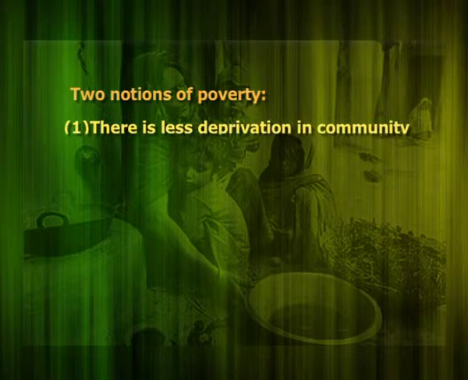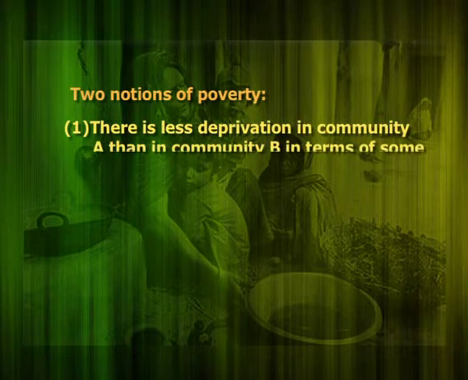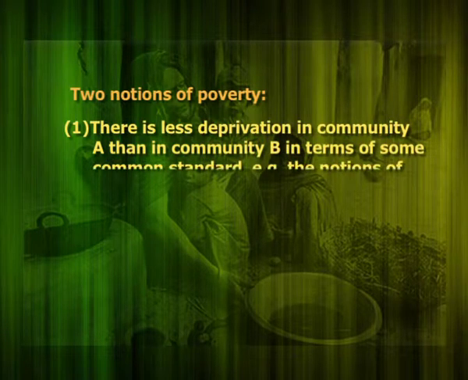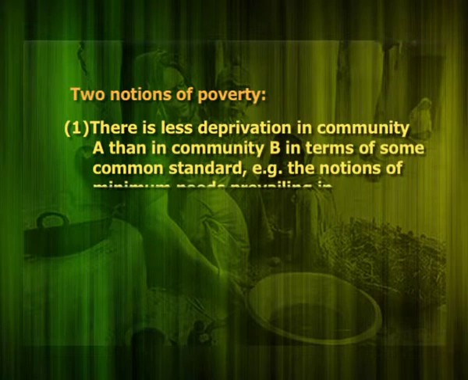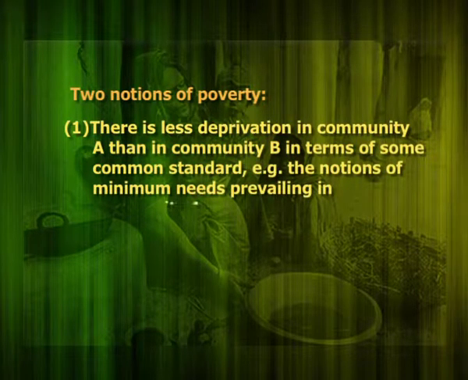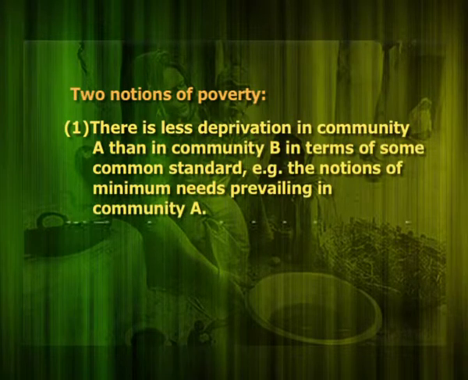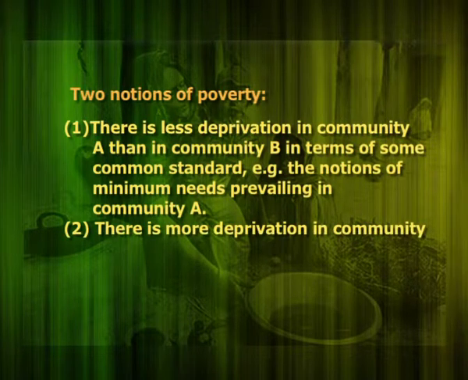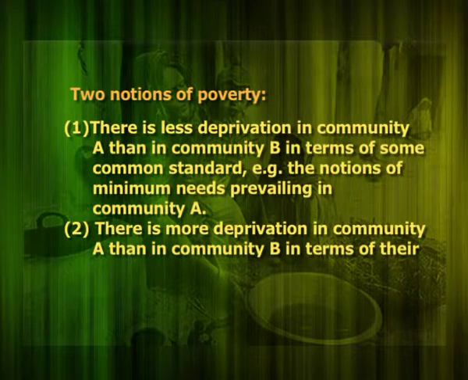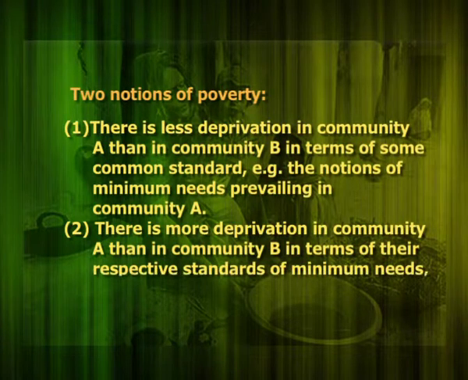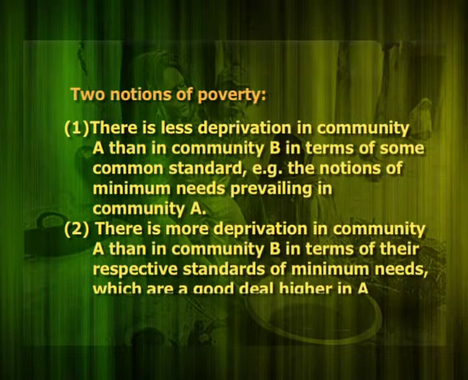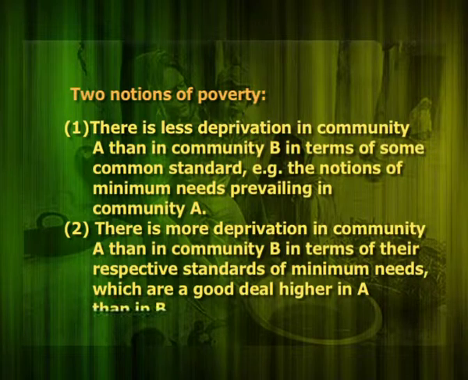Sen uses 2 statements to explain these 2 notions of poverty. The first one is, there is less deprivation in community A than in community B in terms of some common standard. Example, the notions of minimum needs prevailing in community A. And the second one, there is more deprivation in community A than in community B in terms of their respective standards of minimum needs, which are a good deal higher in A than in B. The first statement relates to absolute poverty and the second to relative poverty.